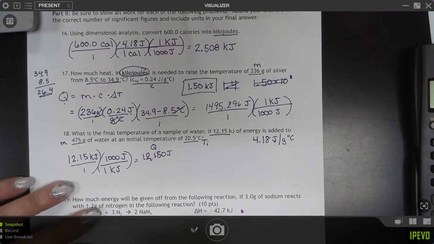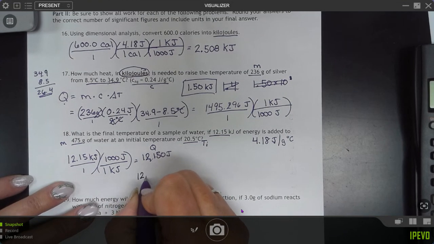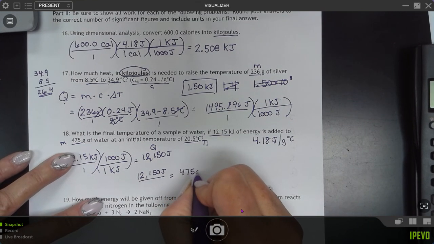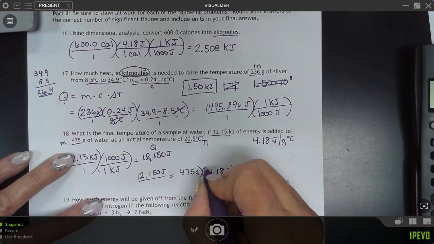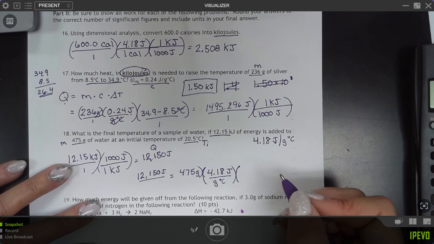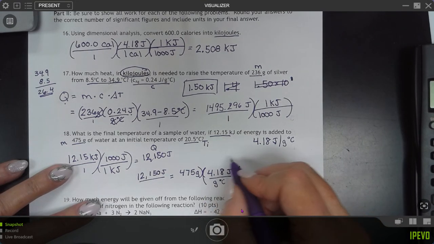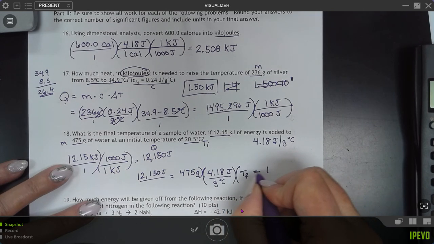Okay, so if I plug these things into my equation, Q equals MC delta T, Q is 12,150 joules, and that's going to equal M, so 475 grams, times C, so 4.18 joules per gram degree Celsius, okay? And then times delta T. So there's a couple of ways you could do this. You could solve for delta T, but I tend to do this. I put in my T final, so T final is what I'm looking for, minus T initial.